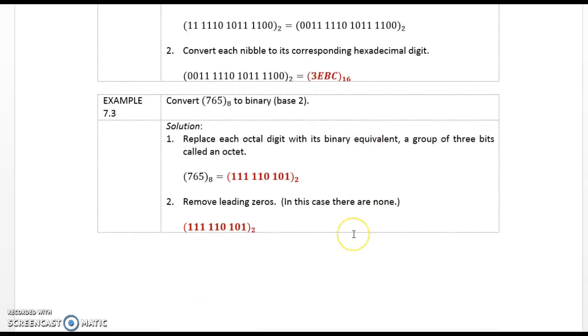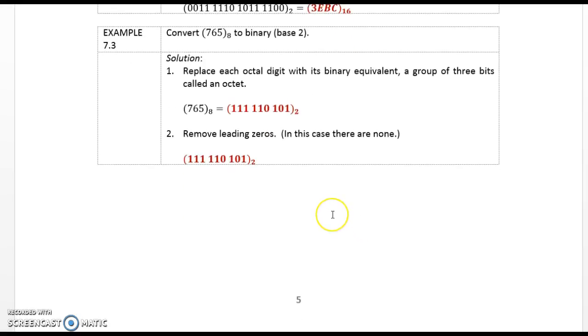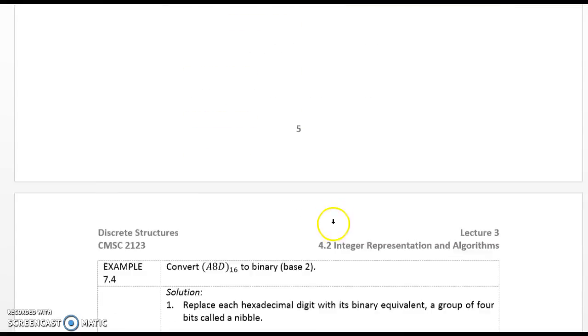Convert 765 octal to base 2. Solution: replace each octal digit with its binary equivalent, a group of 3 bits called an octet. So 7 is 111, 6 is 110, and 5 is 101. Remove any leading zeros, and in this case there are none.